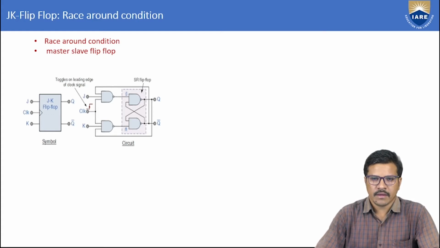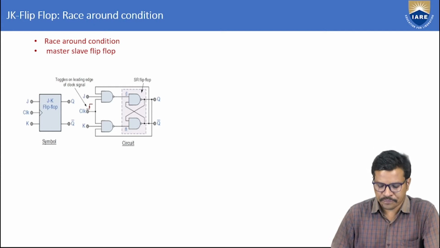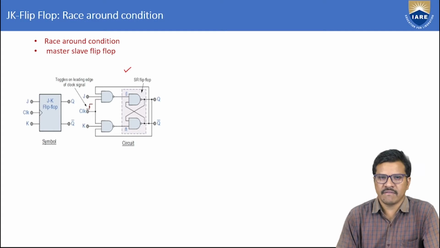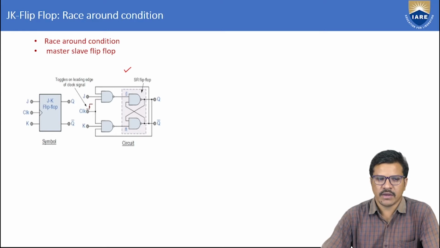Basically, in the previous lecture, I mentioned the JK flip-flop. What is the purpose of the JK flip-flop? It is to avoid the forbidden condition which occurred in RS flip-flops. In this JK flip-flop, all three conditions are the same as in the SR flip-flop, except that J is equal to 1 and K is equal to 1.